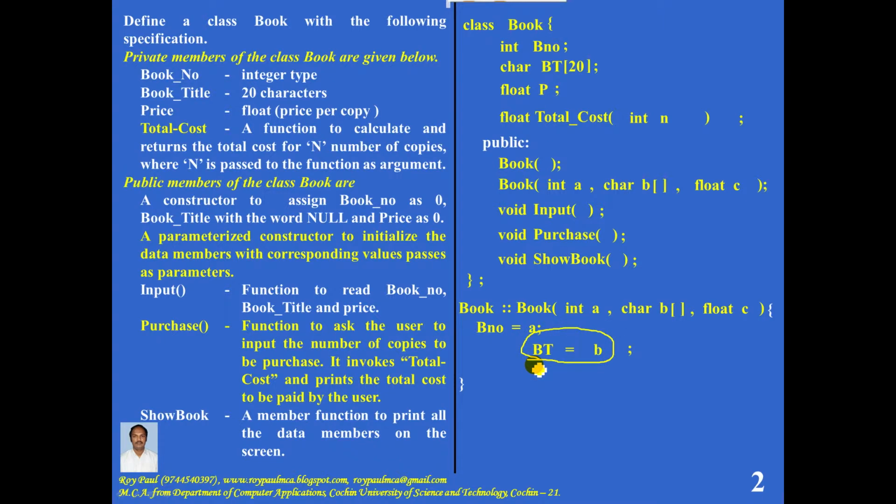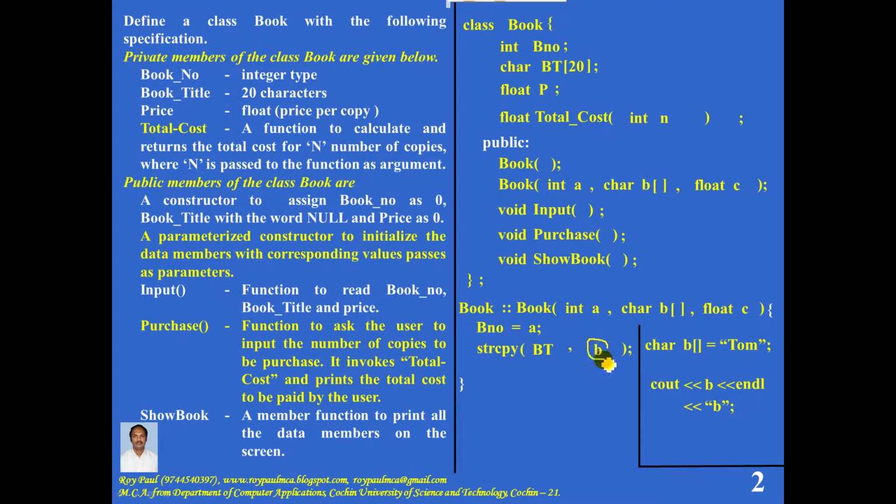And here two mistakes are there. One, B is an array of characters, BT is an array of characters. Don't make use of assignment operator. That must be replaced with a string copy. So first comma comes here, then string copy. What the string copy function does is the value of this array will be copied to the array BT. That is, the second argument is copied to the first argument.